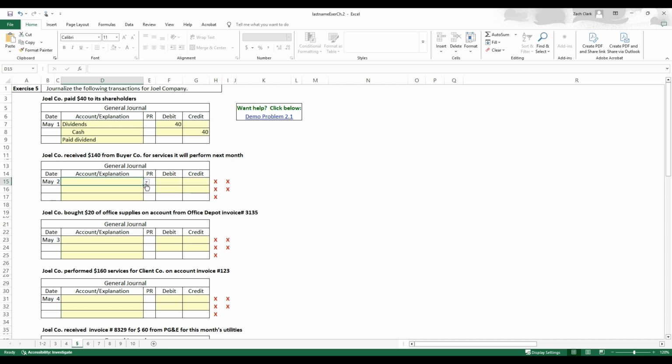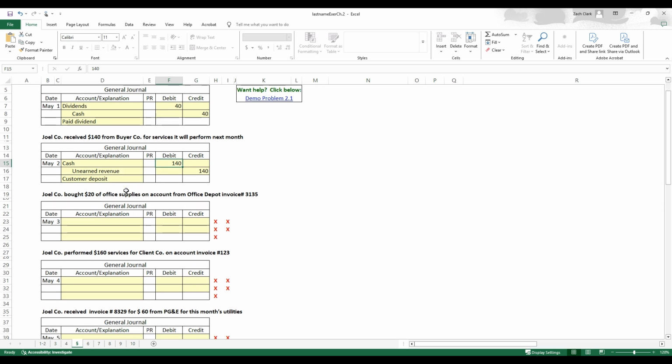But let's see here. We received $140 for services to be performed next month. So again, if we're receiving cash ahead of time, before we have earned it, then that's going to be an unearned revenue liability, essentially. And we'll just say customer deposit. Again, any explanation there gets that to fill out. Then we can put in our debit to increase the cash we got and record our liability for the fact that we have not yet earned that money.